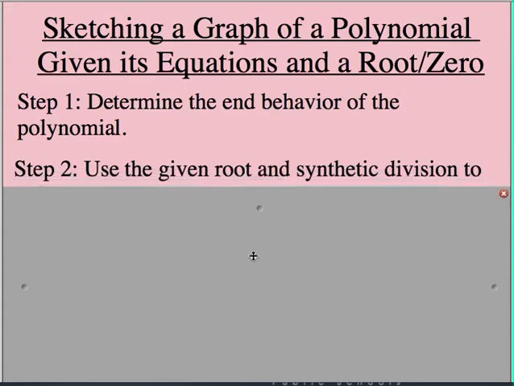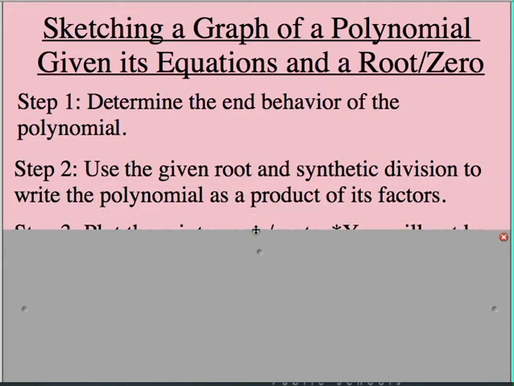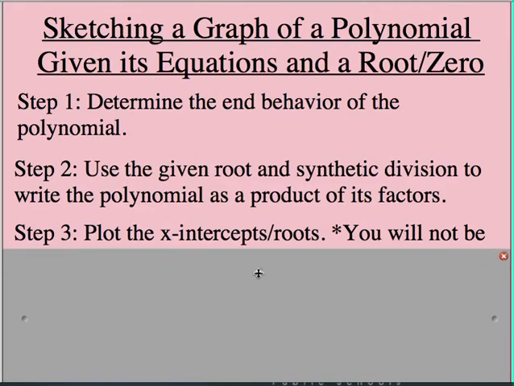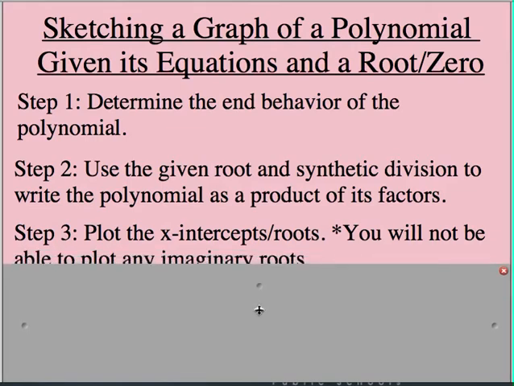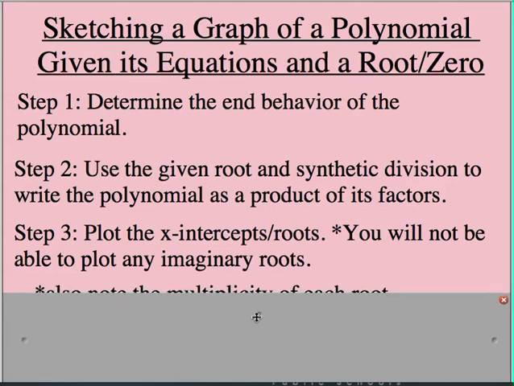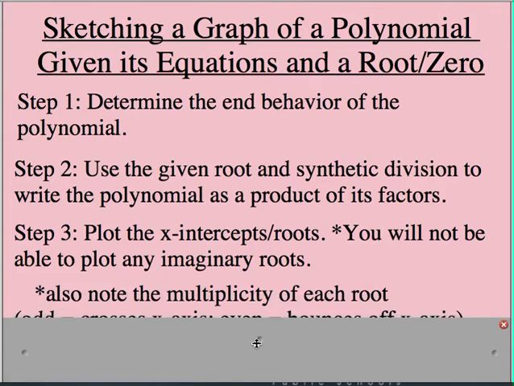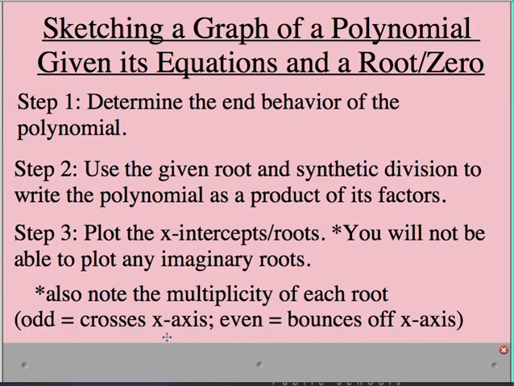The second step is to use the given root and synthetic division to write the polynomial as a product of its factors. Step 3 is to plot the x-intercepts or roots, and one thing you won't be able to do is plot any imaginary roots. They do not exist in the xy plane, so you'll only be able to plot the real x-intercepts. And then also note the multiplicity of each root. Remember, if a root has odd multiplicity, it crosses the x-axis. If it has even multiplicity, it bounces off the x-axis.